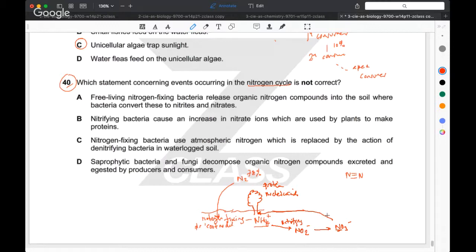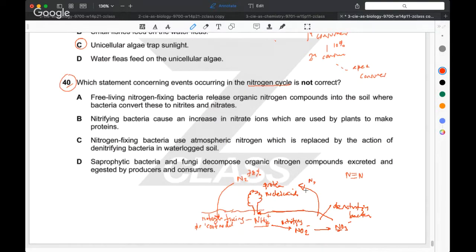Now, in the soil as well, there are denitrifying bacteria. And they serve to take the nitrate ions and return that to nitrogen, atmospheric nitrogen. So we're almost complete with the nitrogen cycle.